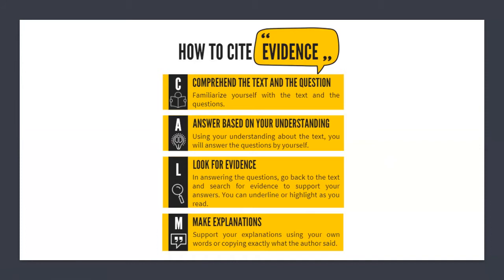Next is letter A, which is answer based on your understanding. Using your understanding about the text, you will answer the questions by yourself. Then for letter L, look for evidence. In answering the questions, go back to the text and search for evidence to support your answers. You can underline or highlight as you read. And lastly, for the letter M, make explanations. Support your explanations using your own words or copying exactly what the author said.